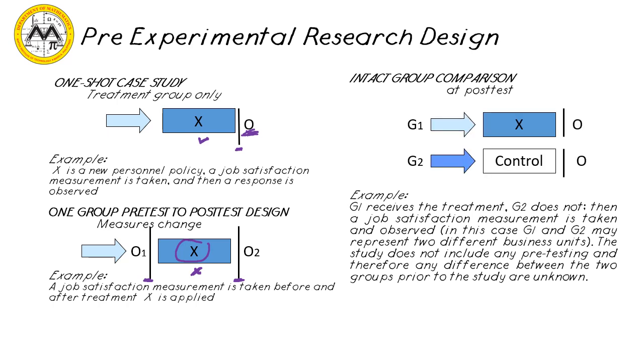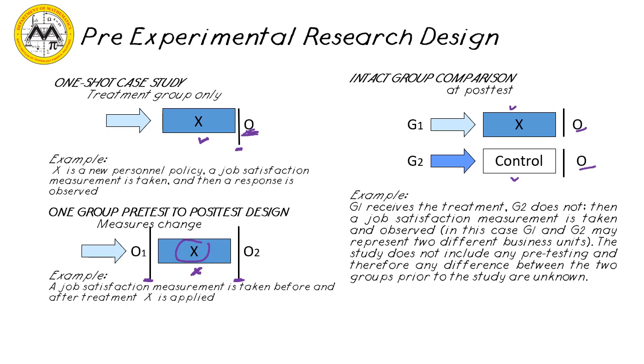Next would be the intact group comparison at the post-test. So you divide the group into a control and experimental, and then one group receives a treatment and the other one would serve as the control group. So what you're going to do is to observe both of them at the end of the experiment. So group 1 receives a treatment, group 2 does not. Then a job satisfaction measurement is taken and observed at the end.